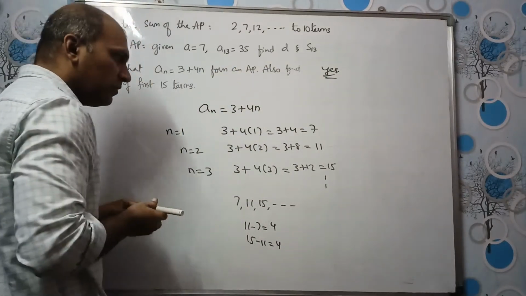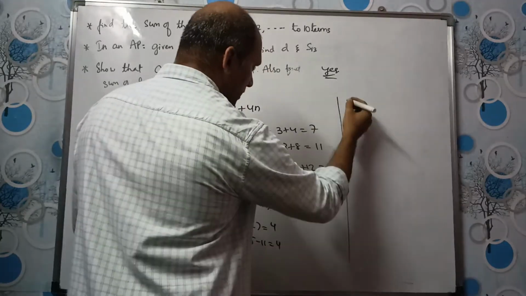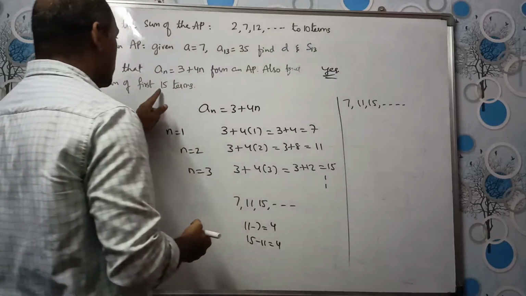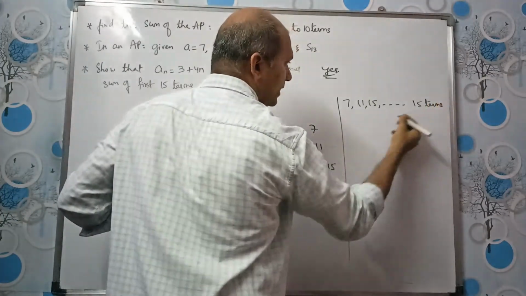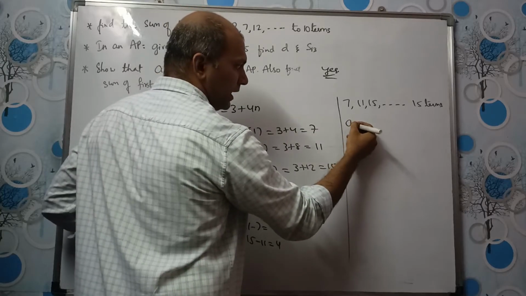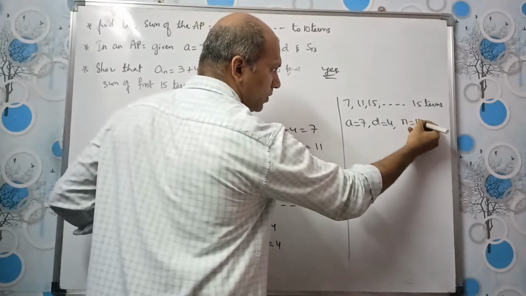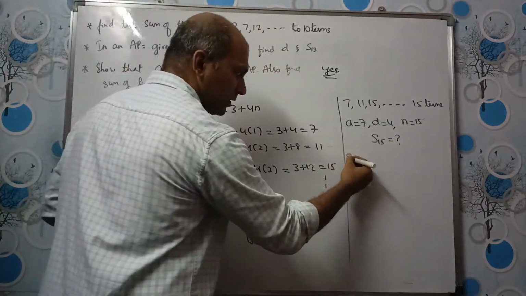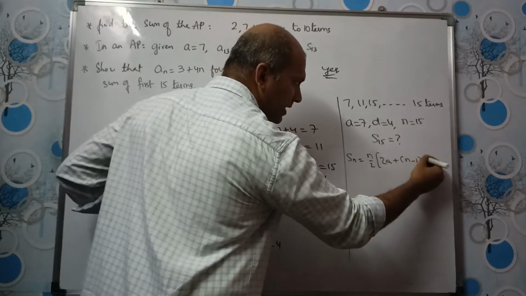Also find the sum of first 15 terms. So what is the AP we have? We have 7, 11, 15, and so on. We need to find the sum of up to 15 terms, right? So a equals 7, d equals 4, n equals 15. We need to find S15, right? So Sn is n by 2 into 2a plus (n minus 1) into d.